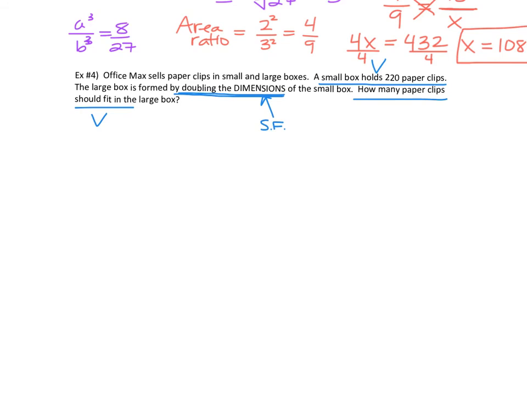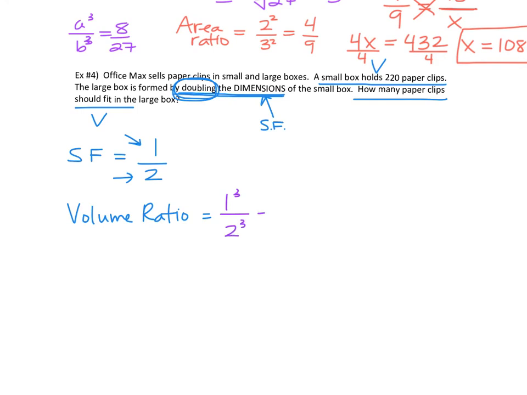Okay, so let's think about what we know. We know that dimensions are doubled from the small box to the large box. So we're going to start with a scale factor. If we are doubling dimensions, the dimensions would work as 1 to 2. Okay, small box, large box. If that's our scale factor, we need a volume ratio. How do you make a scale factor a volume ratio? You cube them both. So we're going to cube 1 and we're going to cube 2, and we will get a volume ratio of 1 to 8.